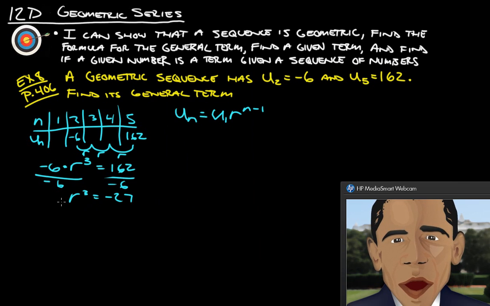To get rid of the cubed, we got to take the cube root, right? Because the cube and the cube root will reduce down and just leave us with r.